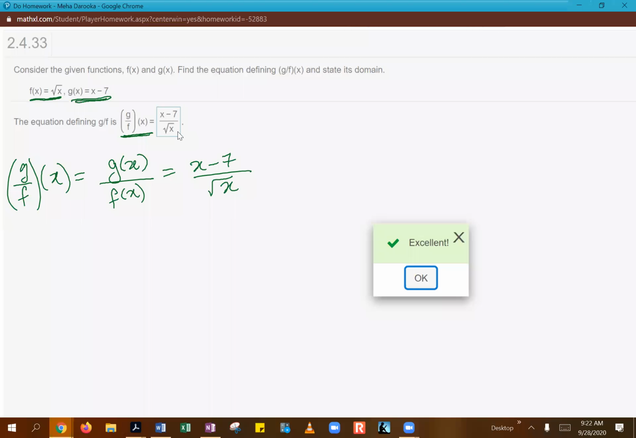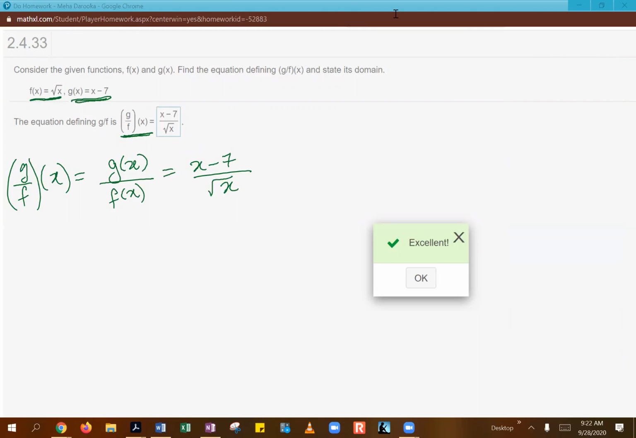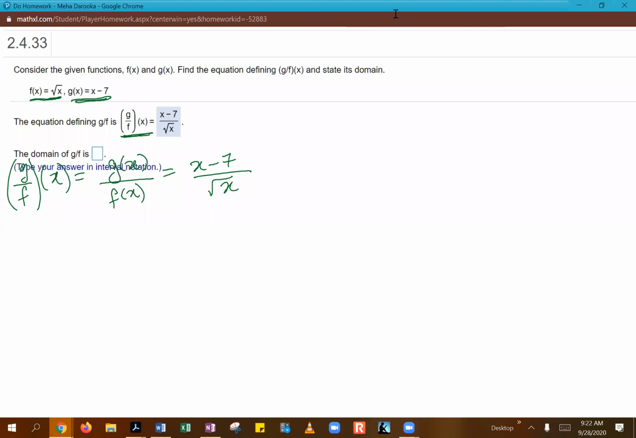Okay, so it looks like my MATLAB is okay with us not getting rid of that square root of x from the denominator, leaving it there as it is. So it may be that they're just asking us to find what the equation would look like. They're not having us do that. Now, the second part of our question is asking us to find the domain for this function.